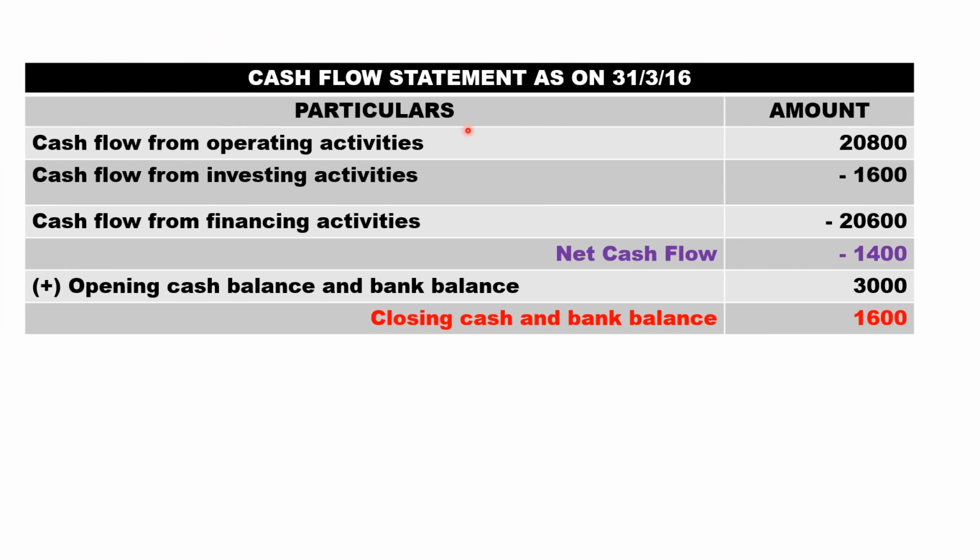So we get the final cash flow statement. Cash flow from operating activity plus 20,800, cash flow from investing activity minus 1,600, cash flow from finance activity minus 20,600. So net cash flow is minus 1,400. Add opening cash balance 3,000. So we get the resulting closing cash and bank.